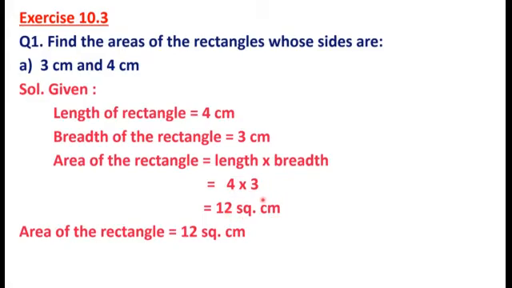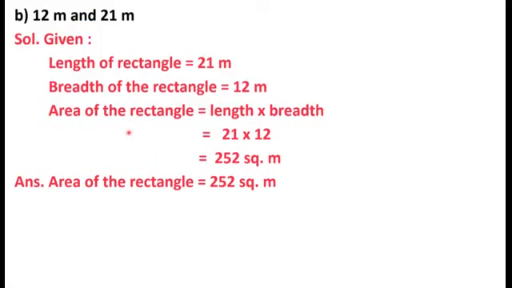As I already taught you, the unit of area is square unit. So area is measured in square unit, so we will write here square centimeter. So here we get area of rectangle is equal to 12 square centimeter. Next question you see here, 12 meter and 21 meter. So length of the rectangle we have here 21 meter and breadth of the rectangle we have 12 meter. So area, we know, is length into breadth. So 21 into 12 we get 252 square meter. So area of the rectangle is equal to 252 square meter.